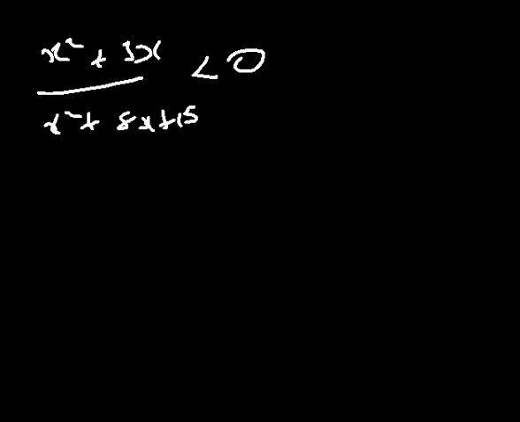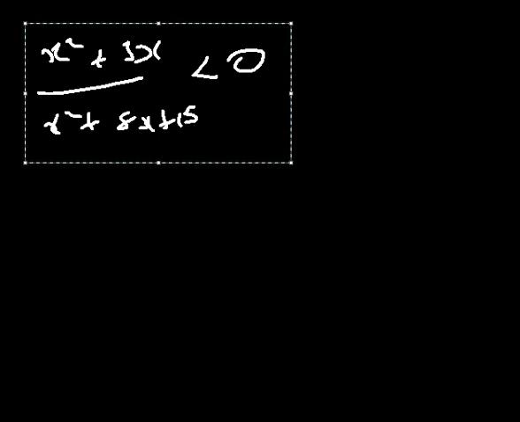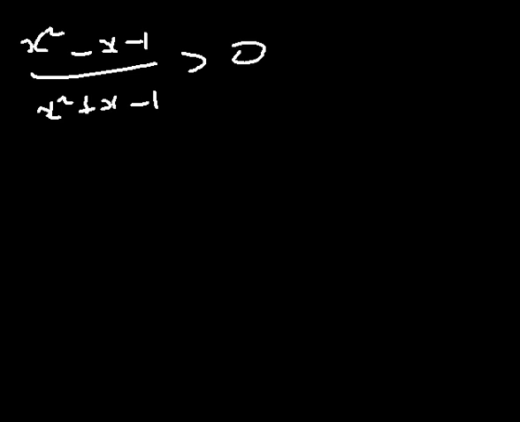So let's say have x squared plus 3x divided by x squared plus 8x plus 15, and that is less than 0. And also try that one out at your own time. And what if we have this case? Let's say we have x squared minus x minus 1 over x squared plus x minus 1, and that is greater than 0. And also try that one as well to have the solution.